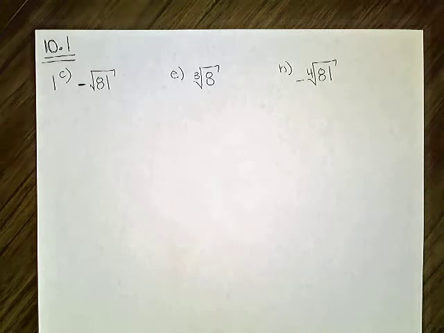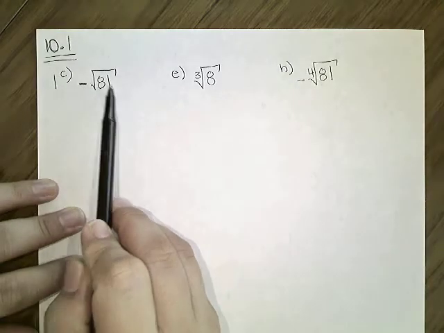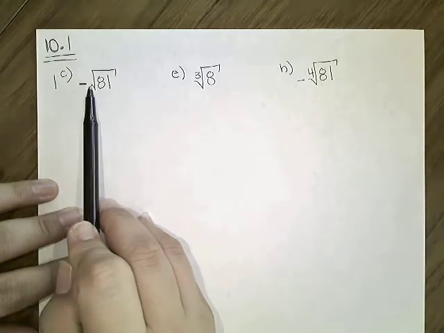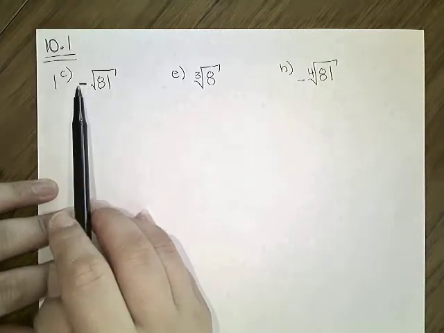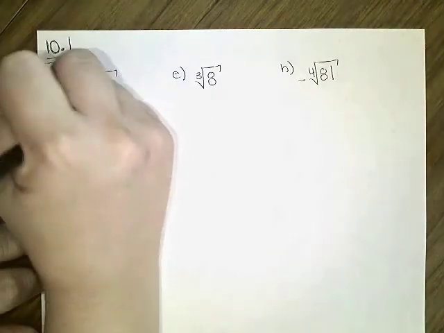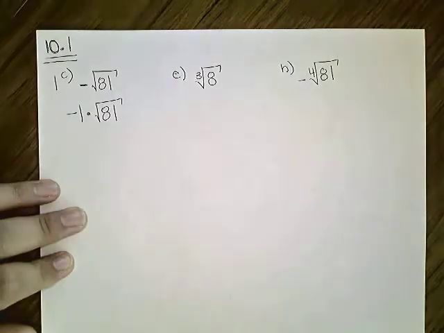One of the most basic radical expressions is a square root. So here we have negative square root of 81. We can sort of treat a square root or a radical just like a variable. So if we had a negative in the front, it's like we're multiplying -1 times the square root of 81.